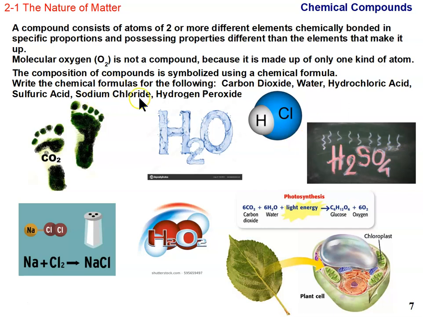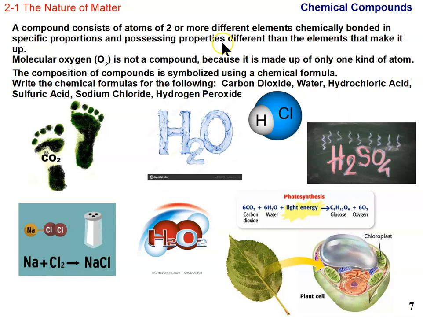Sodium chloride, which is table salt. What I've shown here is what's known as a chemical equation, not to be confused with the chemical formula, right? What we're looking at here are chemical formulas of different compounds. Here is the chemical equation for sodium chloride. Sodium and chlorine come together to make sodium chloride, and that's table salt.